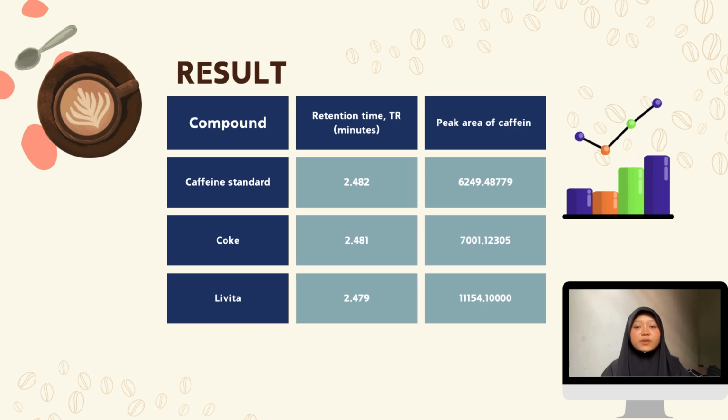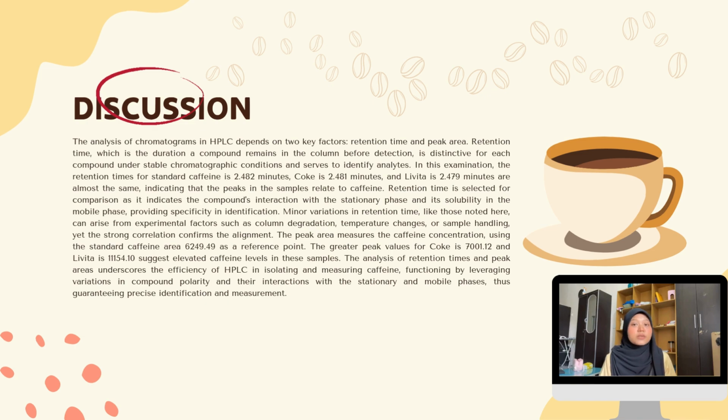Furthermore, we identified the peak area of caffeine in each compound. The peak area was automatically identified after we determined the retention time of each compound. The peak area of standard caffeine was 6249.48779, Coke was 7001.12305, and lastly Levita was 11154.10. So now I will be talking about the discussion.